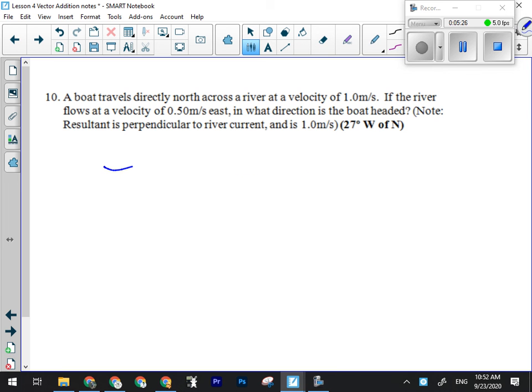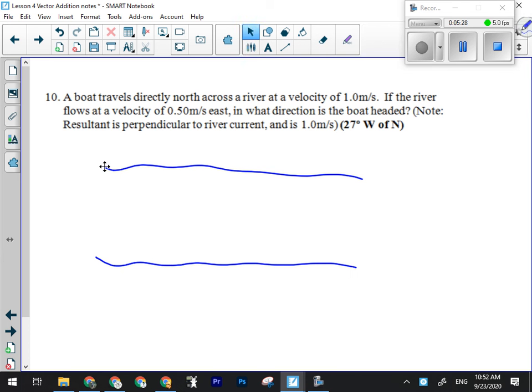Okay, we've got the river. We want to go straight across it. But this time, they want to row directly north at 1.0 meters per second. So they're actually telling us this is how fast they want to go as well. The river's flowing east at 0.5. What direction is the boat headed? Well, the boat's headed in that direction. We're going to get 27 degrees west of north on that.